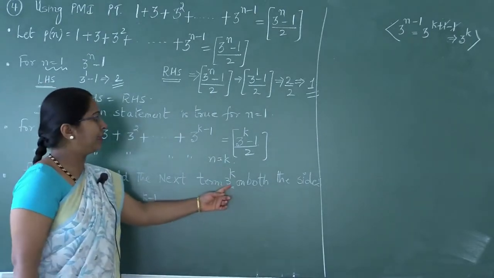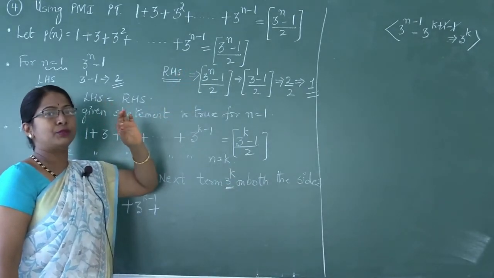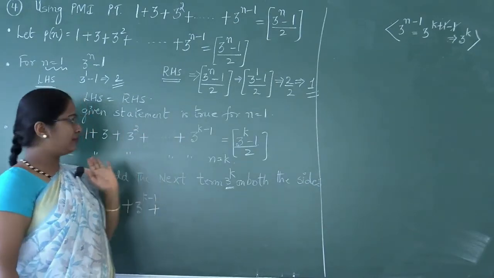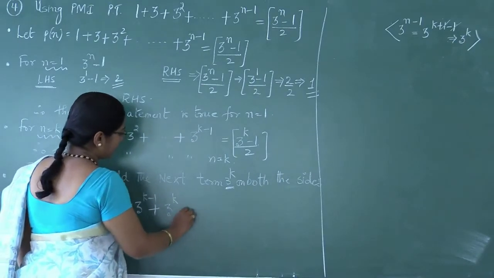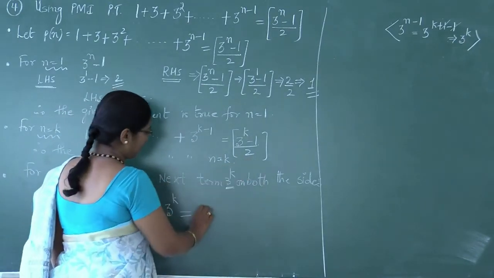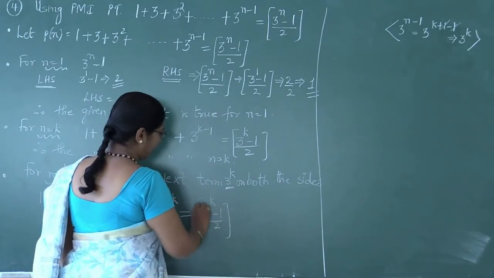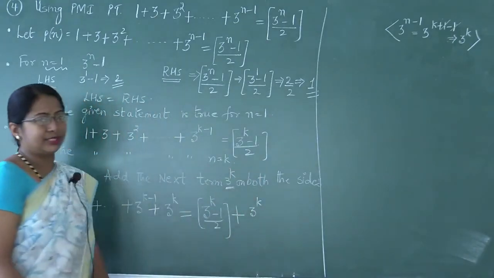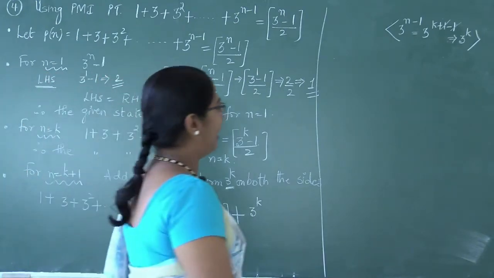How did I get 3 power k? I considered the last term of the LHS. In place of n, I substituted k plus 1 and minus 1 gets cancelled. Left out is 3 power k. So, I am adding 3 power k to the LHS as well as to the RHS, which is 3 power k minus 1 whole thing divided by 2. I have added 3 power k on LHS as well as on RHS.